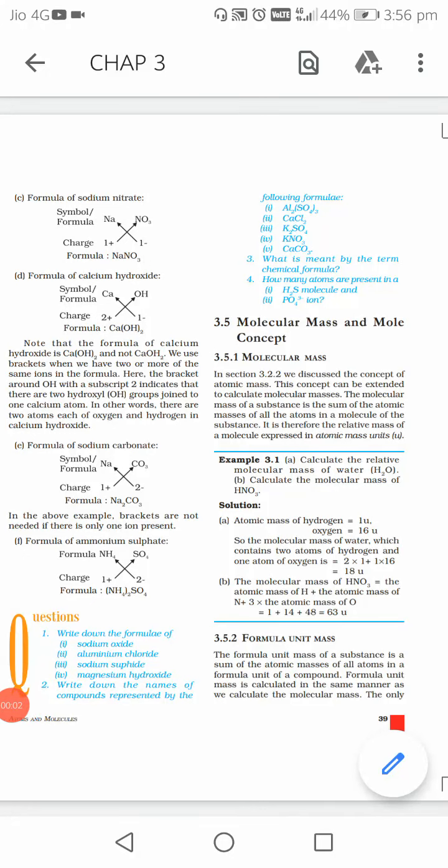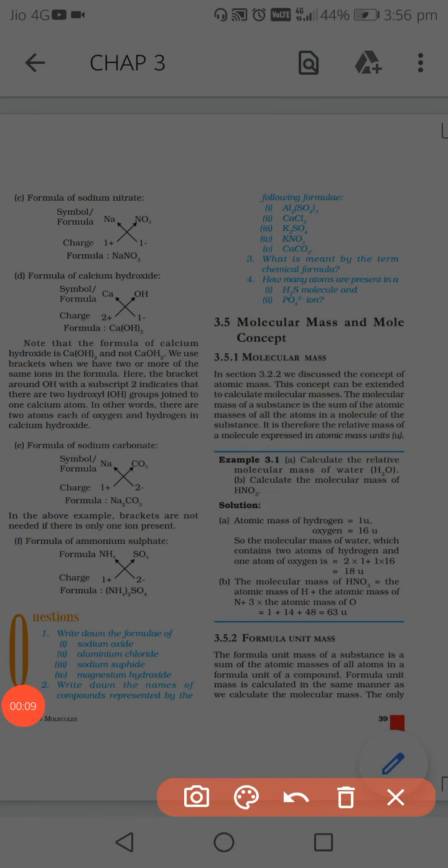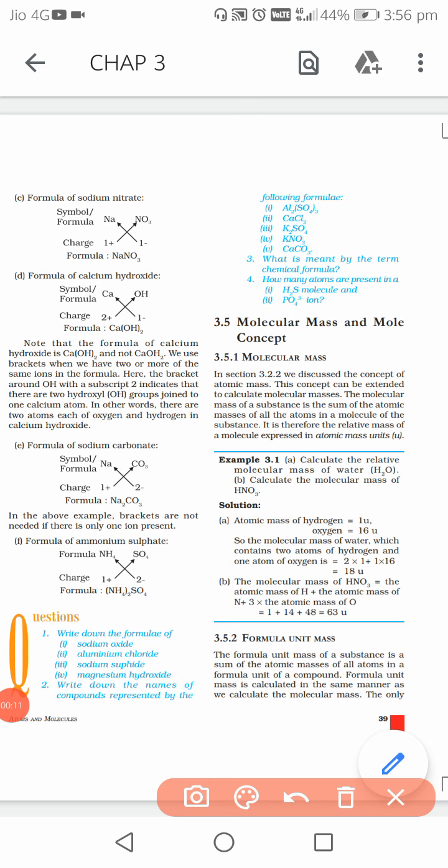In today's video, let us start with these questions. See here, question number 1 that I think you can try by yourself. If you still have any doubt, you can ask. So this one you will try at home. Okay, number 1. Number 2, write down the names of the compounds represented by this.